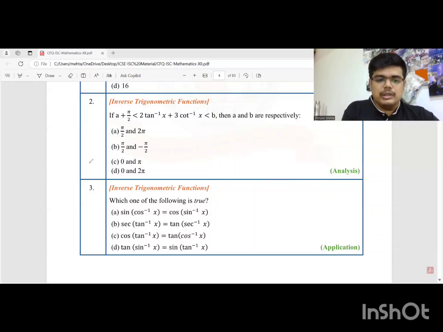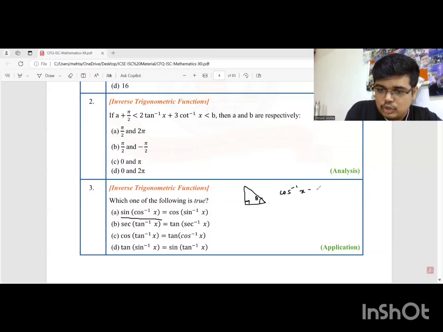Let's proceed, students. In the third question, where we have sine of cos inverse x equal to cos of sine inverse x, students, I hope you know the triangle method. We will be using the triangle method for these questions. So over here, sine of cos inverse x, students, let's say it is some angle theta. If we say cos inverse x, I'm checking all the options, by the way. So cos inverse x is theta.